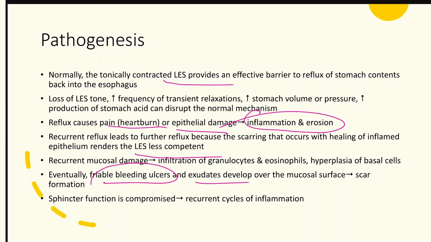But again, the sphincter function is compromised. That's the big problem with GERD. It's that lower esophageal sphincter doesn't work as well anymore. We went through some underlying causes of this weakened sphincter tone. As far as lifestyle modifications, you can tell your patients, if they say every time I drink coffee, I get heartburn afterwards, well, maybe it's the caffeine that's causing the issue.